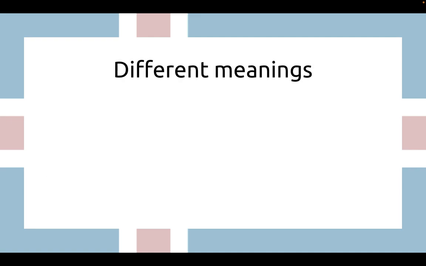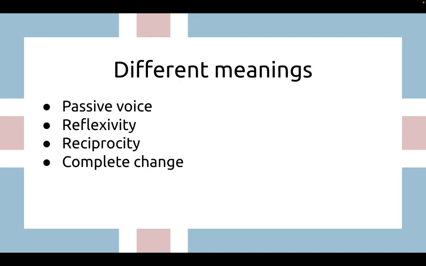So there are several different meanings that are predictable, particularly these first three. A lot of the time, the middle voice can create a similar meaning as the passive voice. Sometimes it can give the verb a reflexive meaning, or it can convey reciprocity. And then sometimes the meaning can just completely change when you use the middle voice. And so we're going to look at some examples of each of these.